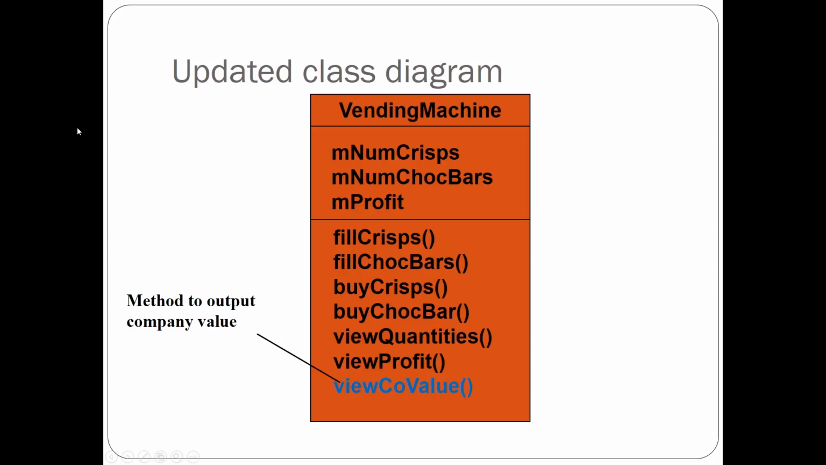So what we've added to our original vending machine class diagram is a new method called view co-value, and what we're going to do is use that to output the company value.